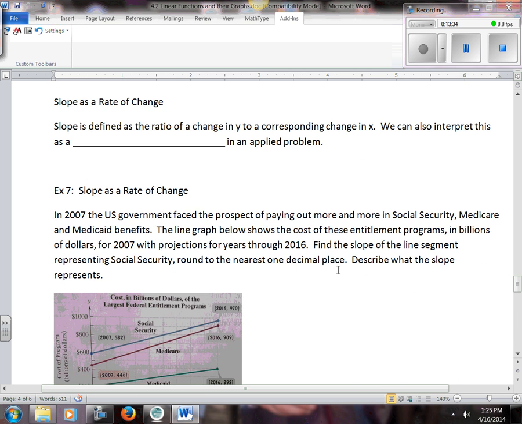Okay, so last thing we're going to talk about is slope as a rate of change. Slope is defined as a ratio of change in y to a corresponding change in x. We can also interpret this as rate of change in applied form. So rate of change is another way of saying the slope. So slope is a rate of change.